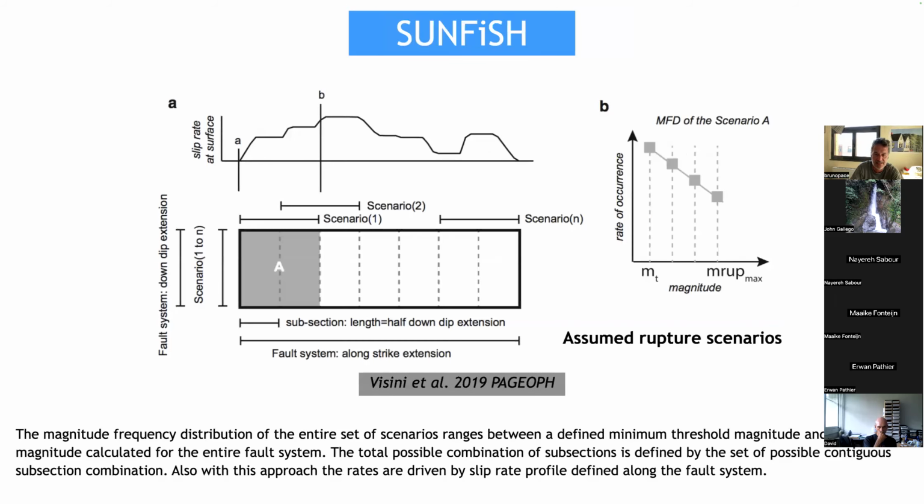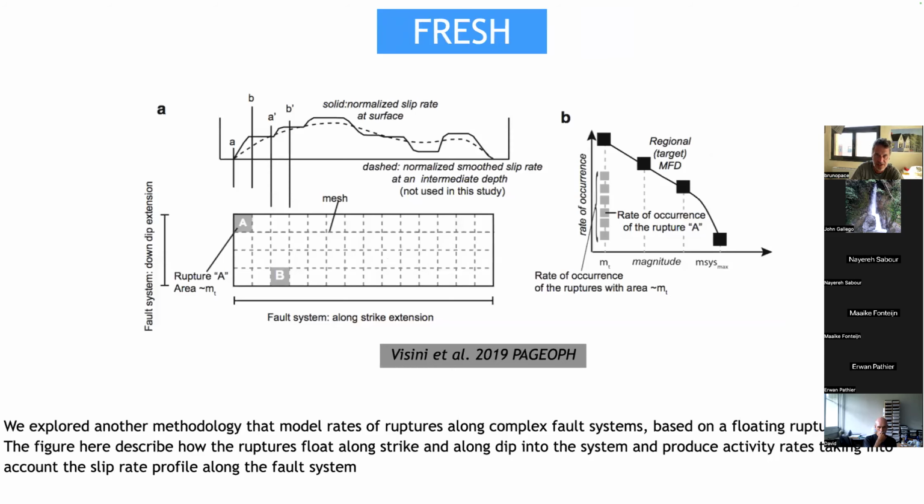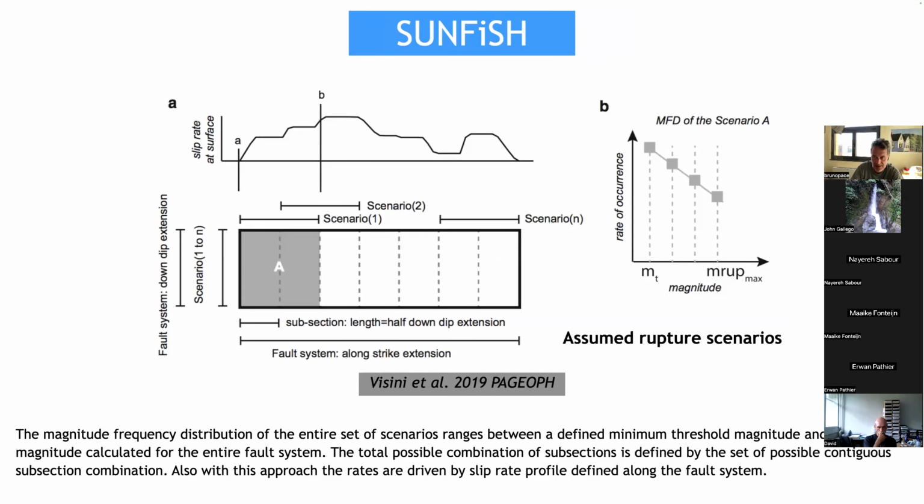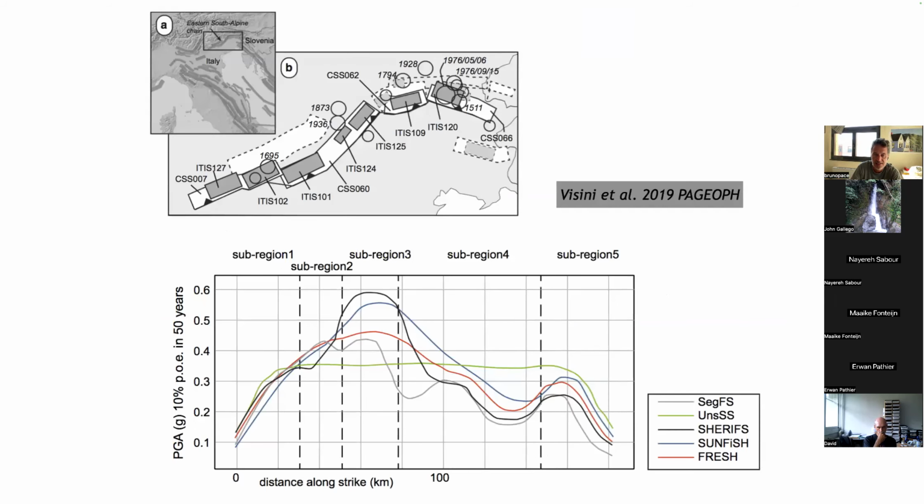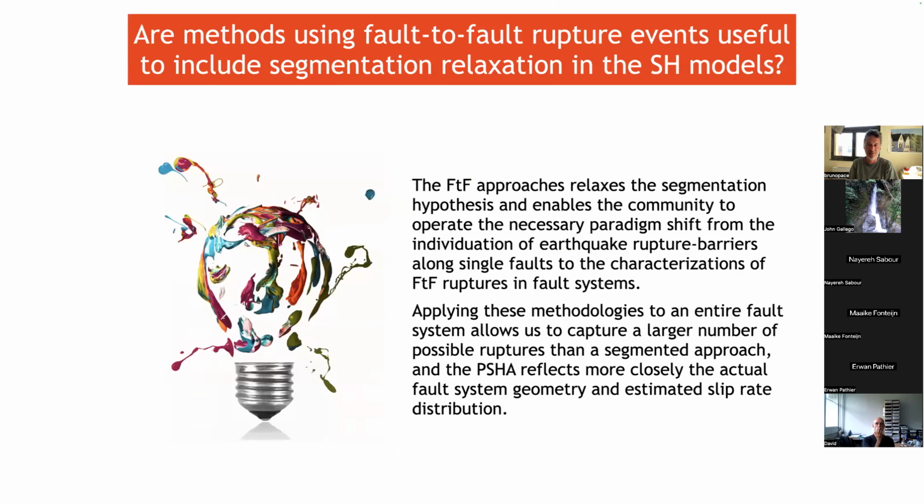We did some tests also using different approaches. I can give you some literature to study this on the Northern Apennines, Eastern and Southern Apennines, and the Friuli area between Italy and Slovenia. We see the different impact of segmented versus unsegmented, but also of different unsegmented approaches, that using the same data in a different way can have a big impact in terms of expected ground shaking, and so a big impact in terms of seismic hazard.